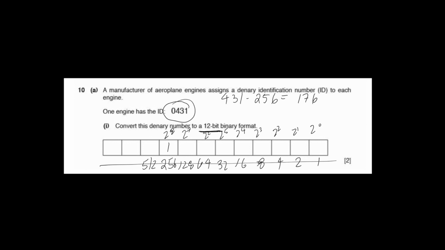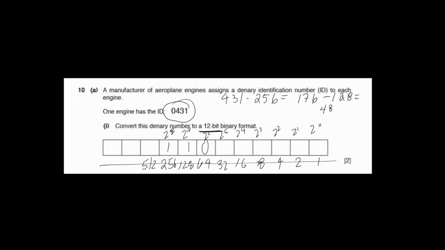Okay, so 128 fits into 176, so we're going to put a 1 right here. And we're going to do minus 128 equals, okay, this one I can definitely do in my head. This one is going to be 46 plus 2, so 48. So 176 minus 128 ends up being 48. So 64 is actually too big for 48, so we need to put a 0 right here.